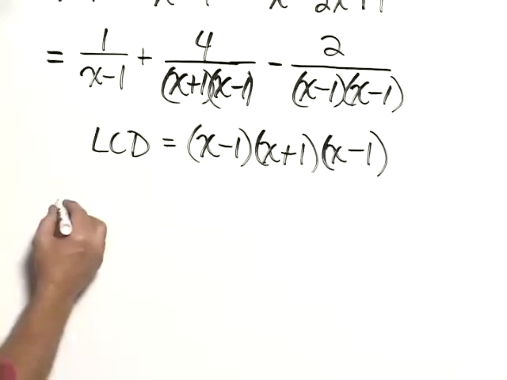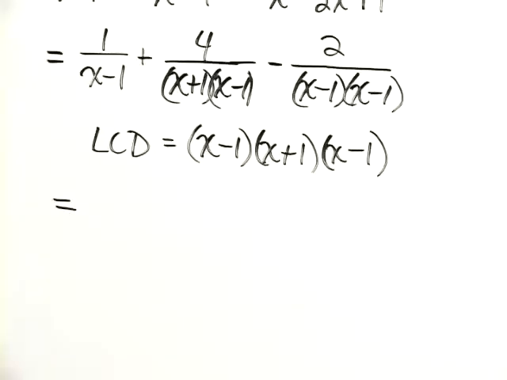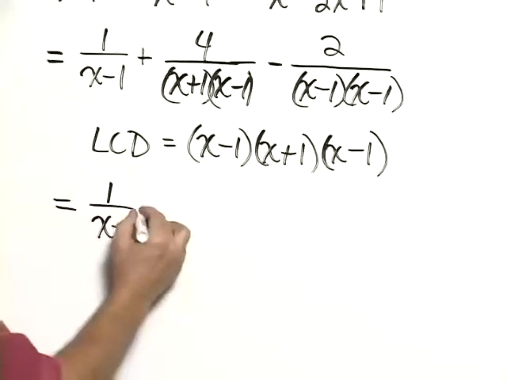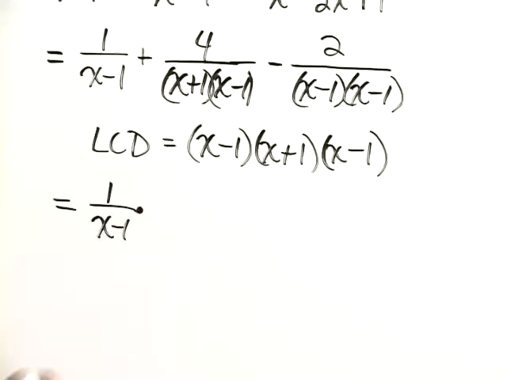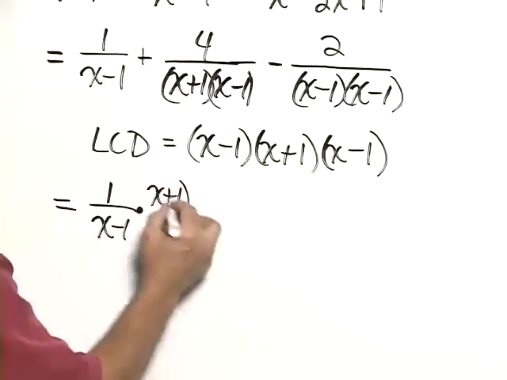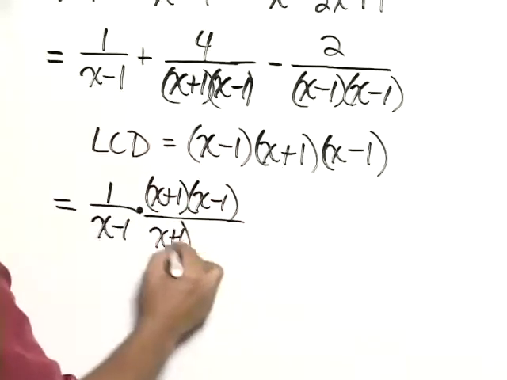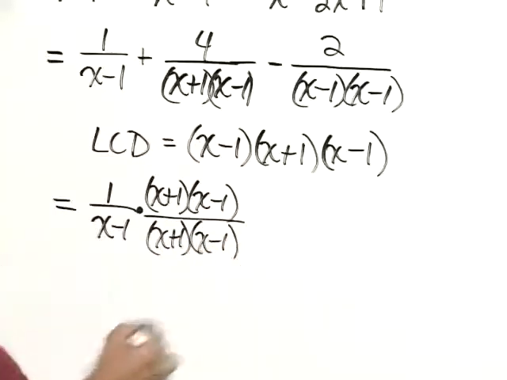Now, we need to convert each of these rational expressions to an equivalent expression with the LCD as its denominator. And so, for this rational expression, 1 over x minus 1, we would have to multiply by x plus 1 times x minus 1 in both the numerator and the denominator.